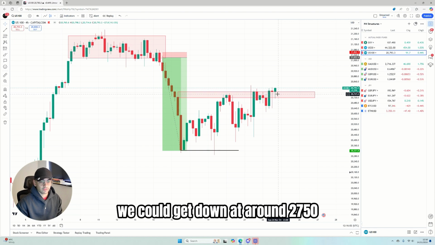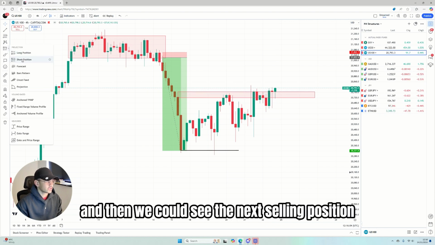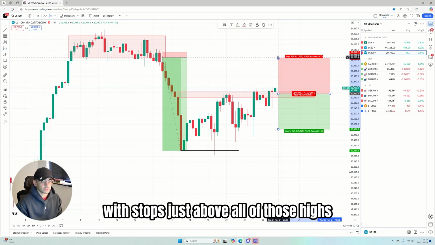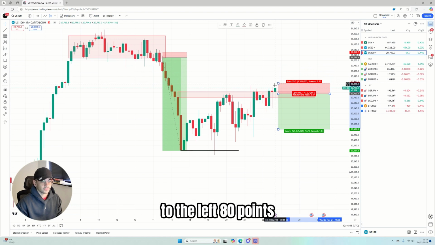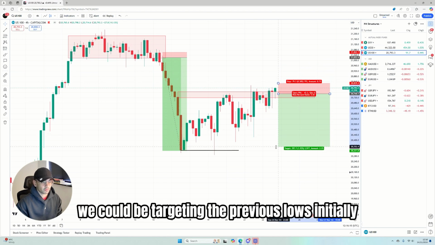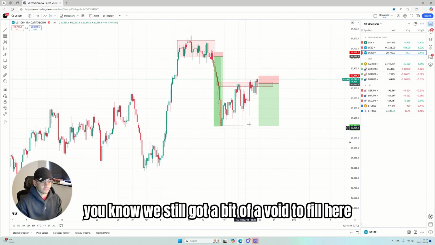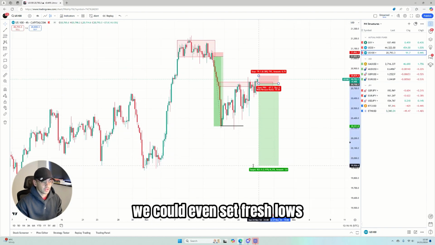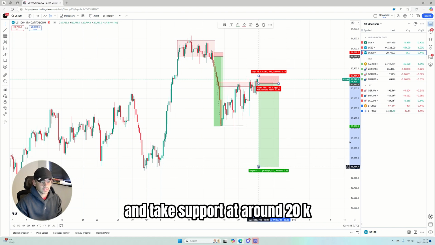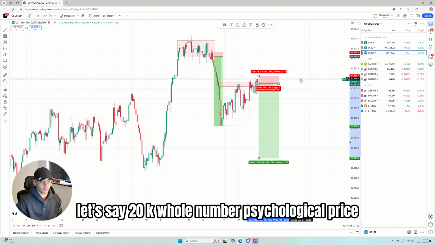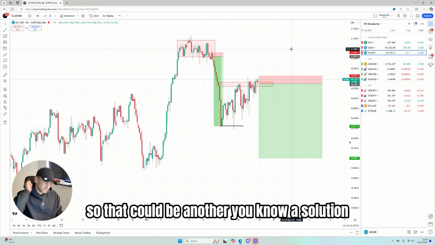We could gap down at around 27.50, and then we could see the next selling position with stops just above all of those highs to the left, 80 points. We could be targeting the previous lows initially, and then again, we've still got a bit of a void to fill here. We could even set fresh lows and take support at around 20k, let's say 20k whole number psychological price. So that could be a solution.